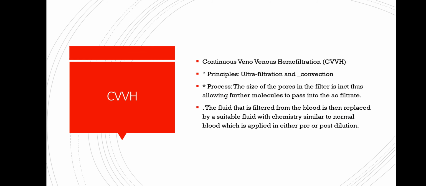Then CVVH, continuous veno-venous hemofiltration. Its principles are ultrafiltration and convection. In the process of CVVH, the size of the pores in the filter allows larger molecules to pass into the filtrate, and the fluid is filtered from the blood. Then it is replaced with a suitable fluid with a chemistry similar to normal blood, which is applied either pre or post dilution.